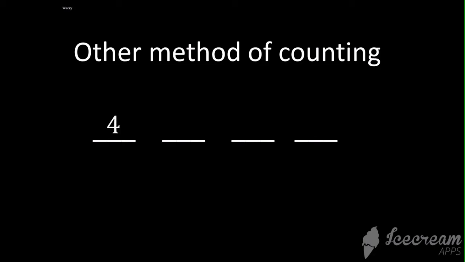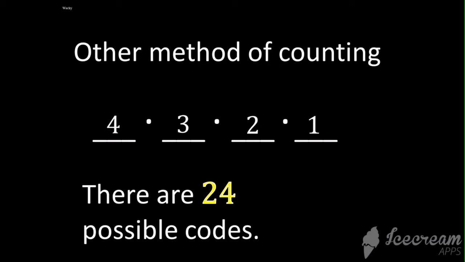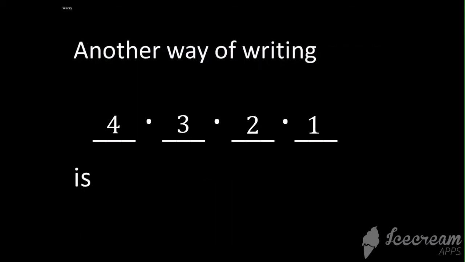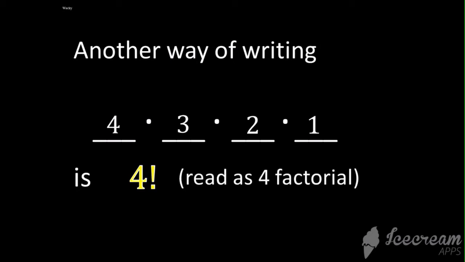We have 4 for the first one, then 3 for the second one, 2 for the third one, and 1 for the last one. When we multiply these 4 numbers, 4 times 3 times 2 times 1 is equal to 24. So there are 24 possible codes. Another way of writing 4 times 3 times 2 times 1 is 4 with an exclamation point. This is read as 4 factorial.